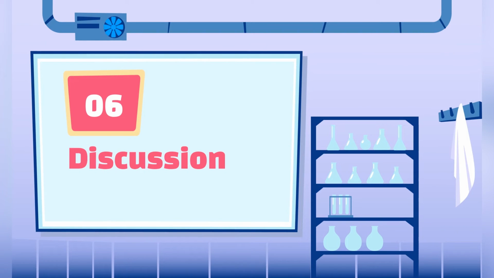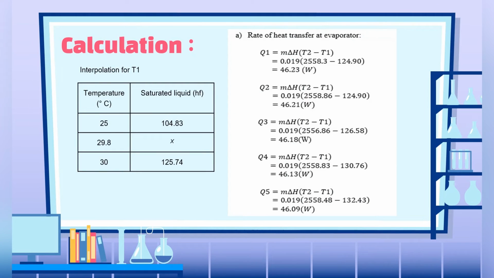Okay, the discussion. This is the calculation for the rate of heat transfer at the evaporator. We did interpolation for T1 and T2 by using steam table F4, and then we use the formula Q equals m delta h, T2 minus T1. Then we convert the units from grams per second to kilograms per second. So we get the answer for each test for the rate of heat transfer at the evaporator.